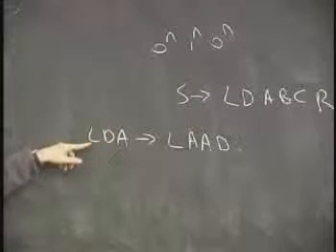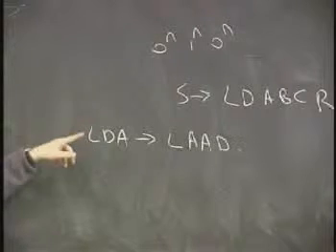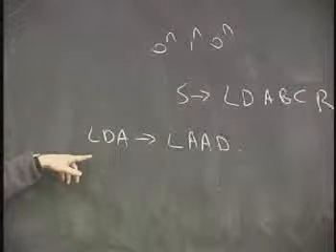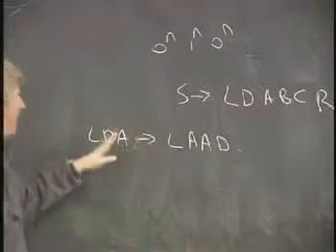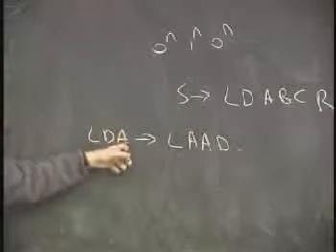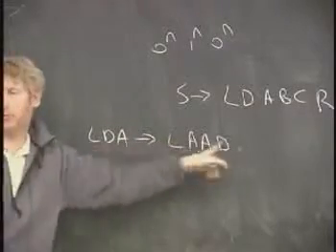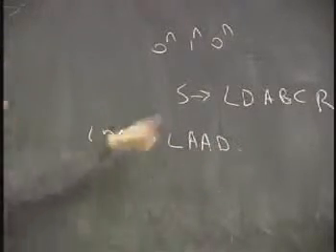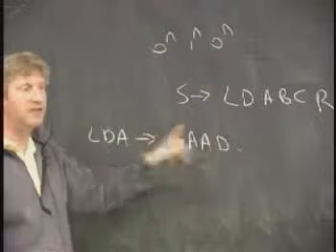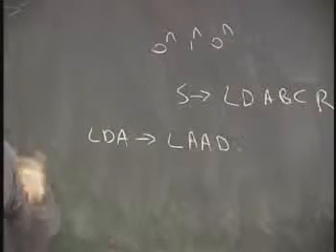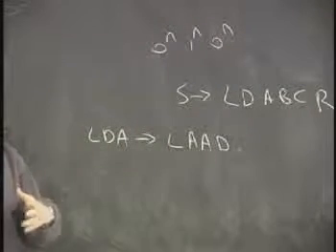This is not a single symbol. This is not context-free. It's context-sensitive. I cannot just substitute LAAD for a single A. It's only in the presence of the LD in front of it that I substitute it. It's context-sensitive. Some A's can get substituted like this, and some can't. See the difference between context-free and context-sensitive?